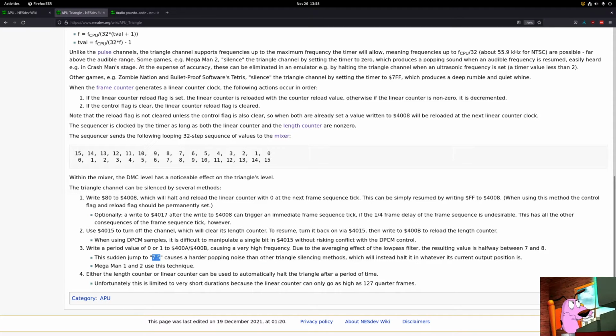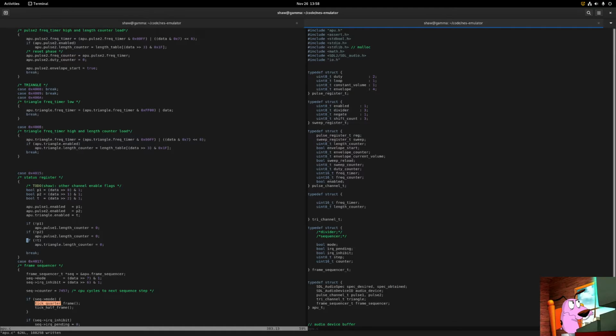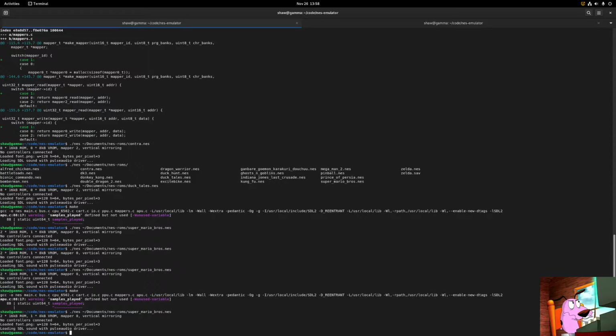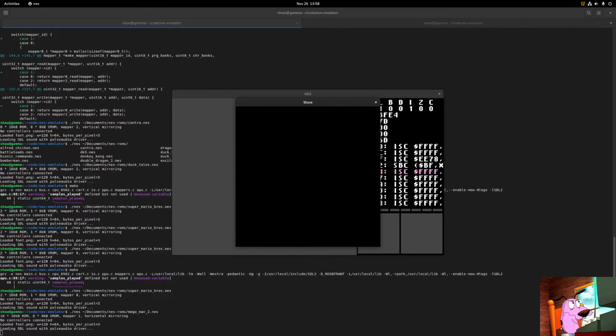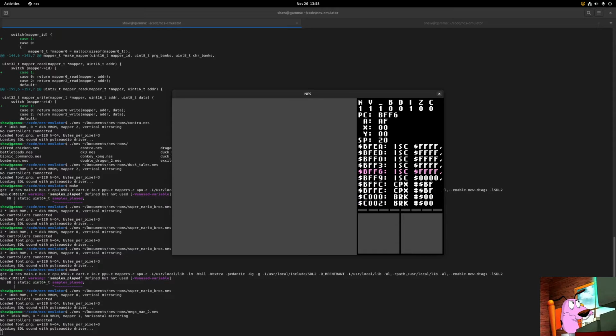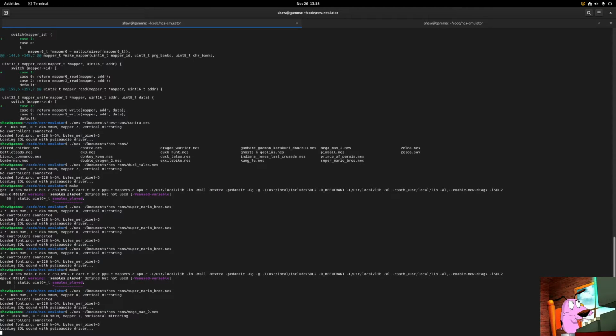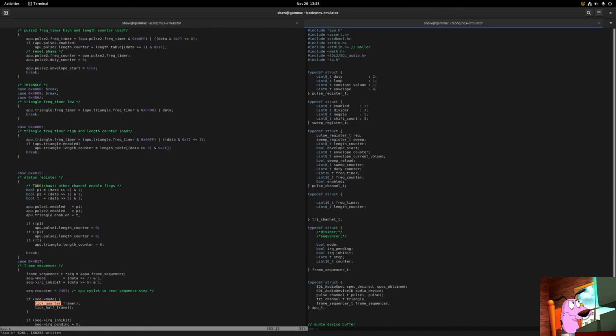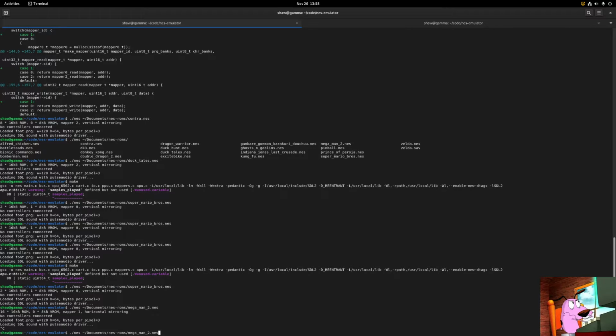Yeah, this is what Dish was talking about. Interesting. I love Mega Man 2. I don't know, can I even run that yet? Mega Man 2. Nah, I haven't implemented that mapper yet, I don't think. Mapper 1, yeah. I don't have mapper 1. Not yet. Is there another Mega Man? No.